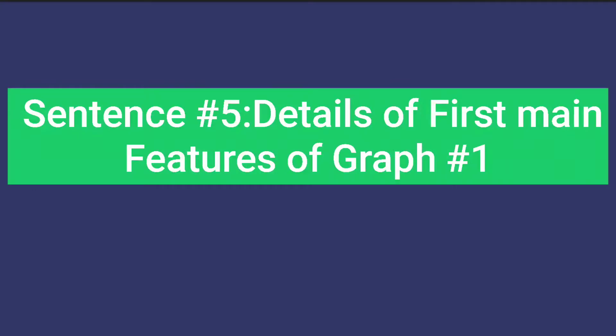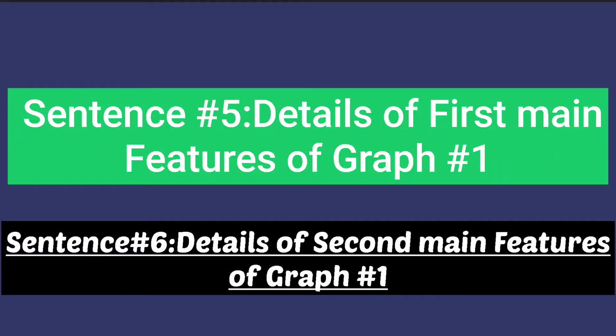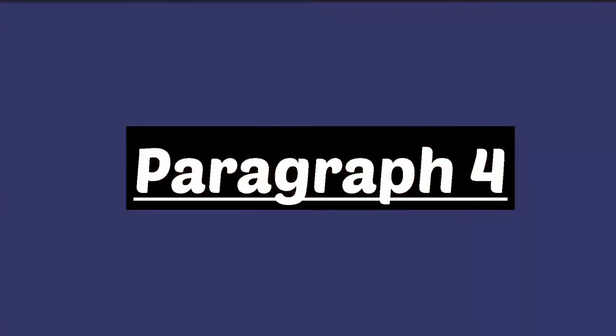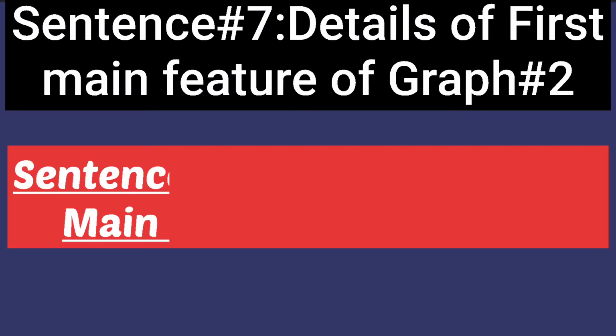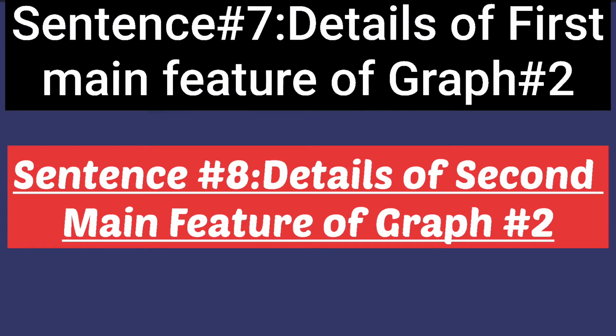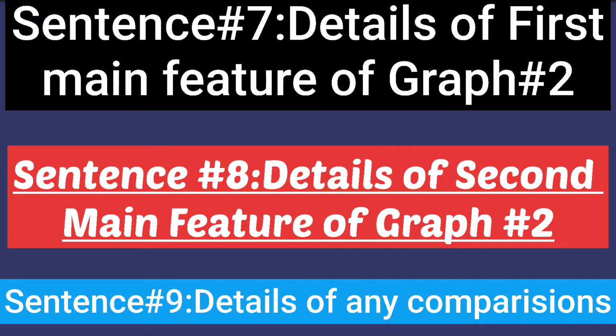Now paragraph number 3: sentence number 5, details of the first main feature of graph number 1. Sentence number 6, details of the second main feature of graph number 1. And then paragraph number 4: sentence number 7, details of the first main feature of graph number 2. Sentence number 8, details of the second main feature of graph number 2. Sentence number 9, details of any comparisons, if any.